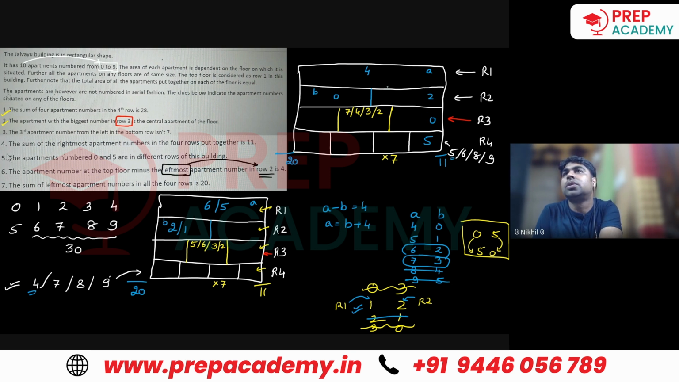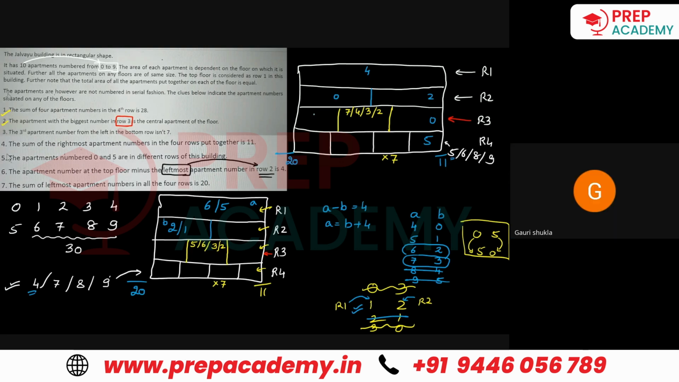So this has to be 2. So now check the summation. 4 plus 2, 6. 6 plus 0, 6. 6 plus 5, 11. Is it feasible? Yes, it is feasible. Why did we take a 0 on the left?